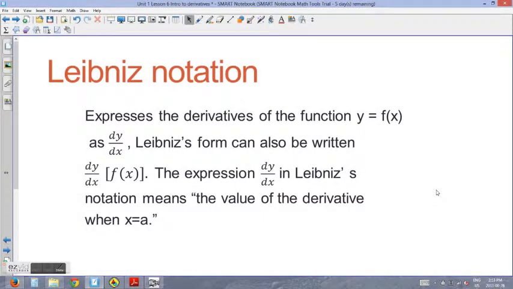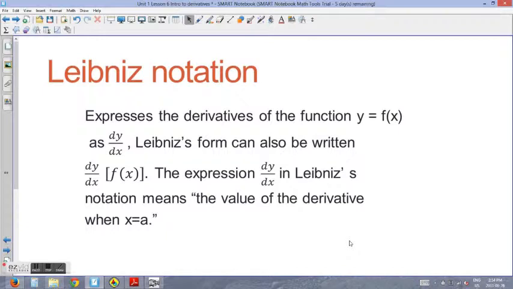So not only was Newton the inventor of calculus, but also Gottfried Leibniz. So from that, he used a different notation, and it's named after him. Okay, so Leibniz notation expresses the derivative of the function y equals f at x as dy over dx. We'll talk further about this. Let me just introduce this to you.